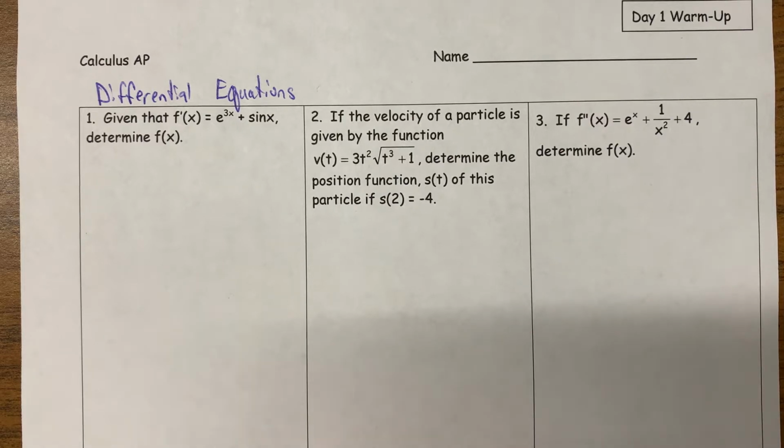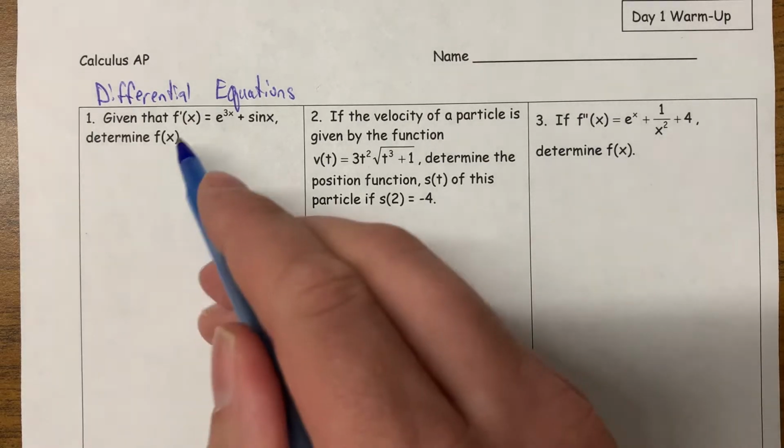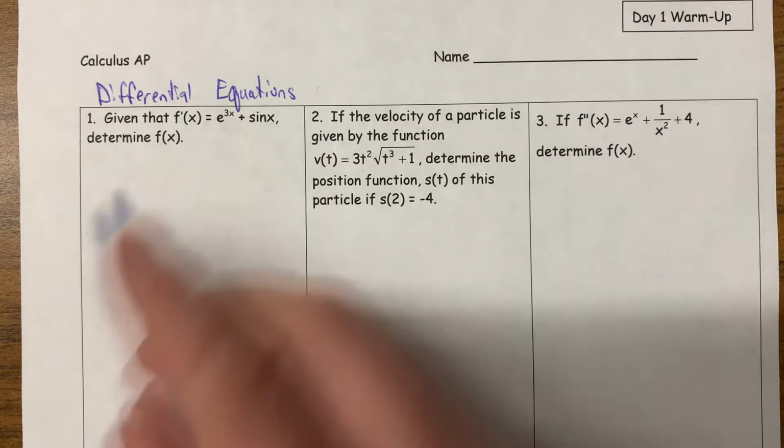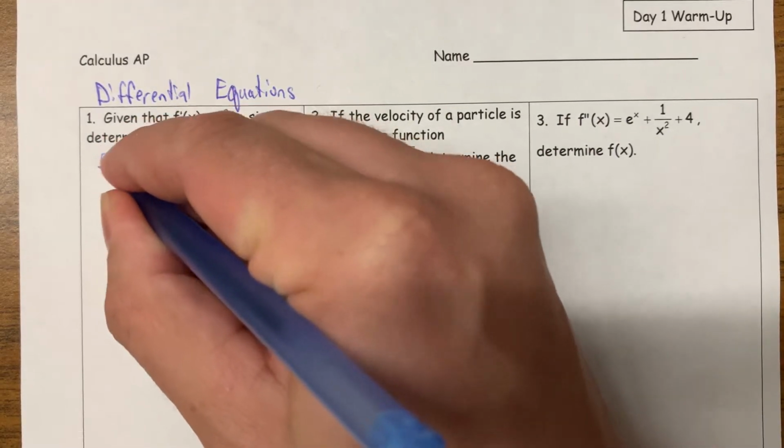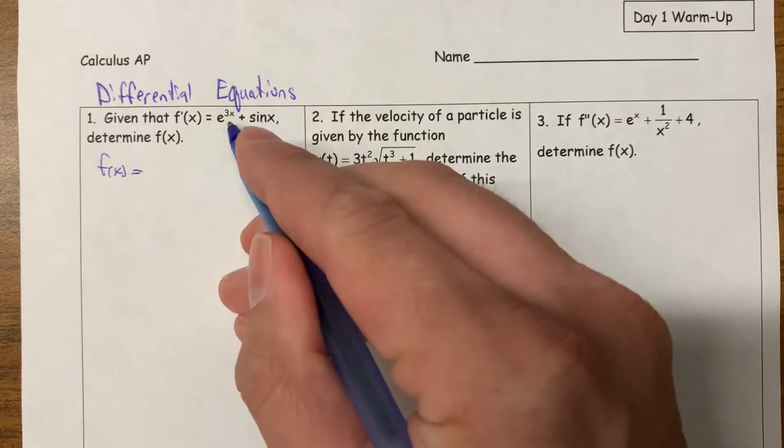If it doesn't specify an initial condition, differential equations will often have a plus c as part of their answers. And it just means that there's a whole bunch of different functions that could all have these same slopes. So what is f of x? Well, hopefully we recognize that to find f of x, all we need to do is do the antiderivative.